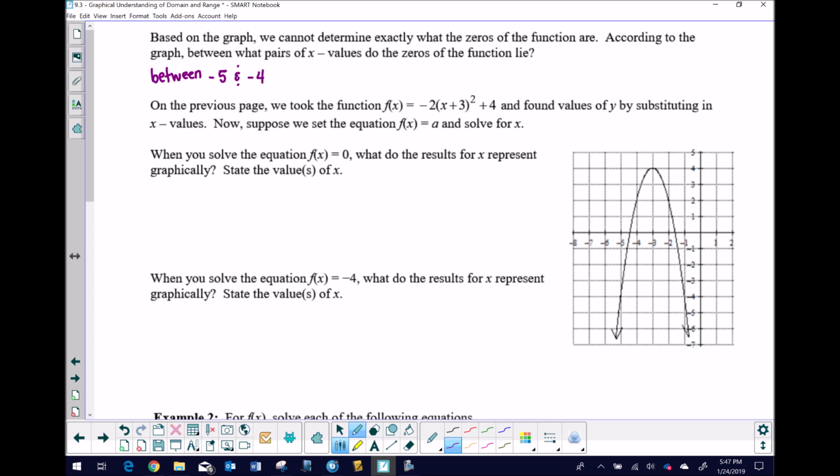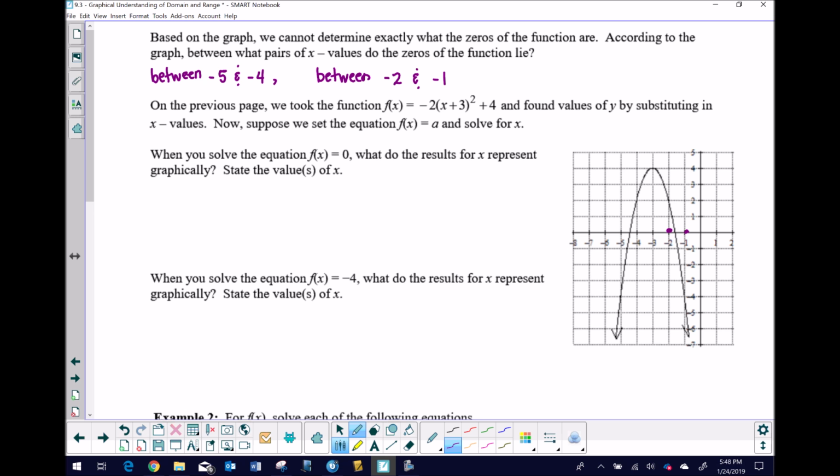And then the other 0 lies between, and we can do a little bit better than saying between negative 4 and negative 1. We can pop this negative 2 out here and say it lies between negative 2 and negative 1.